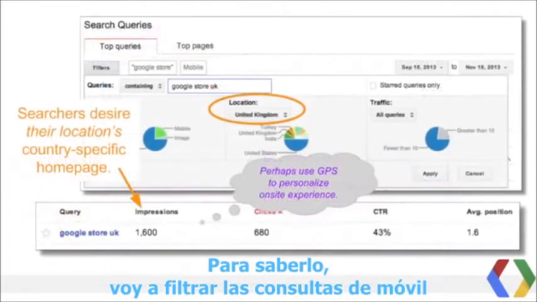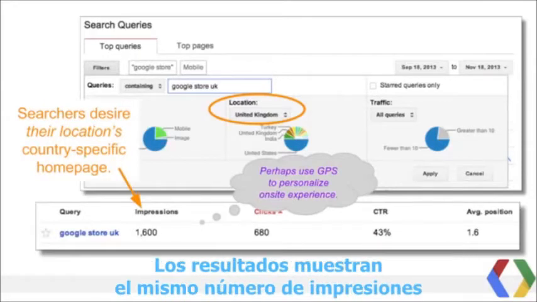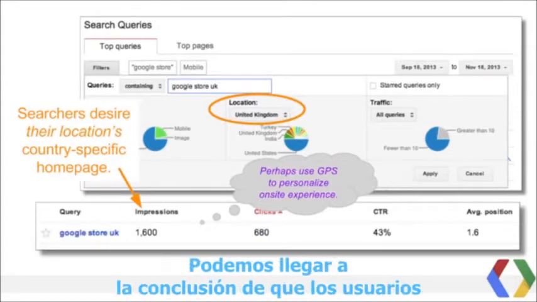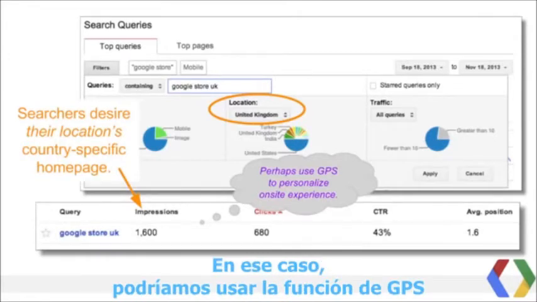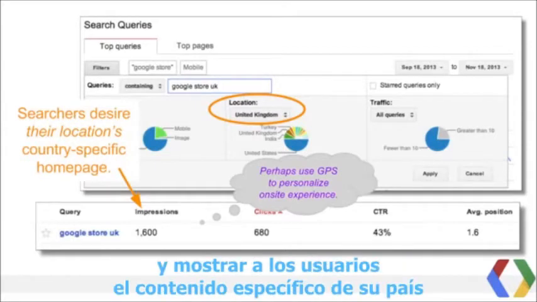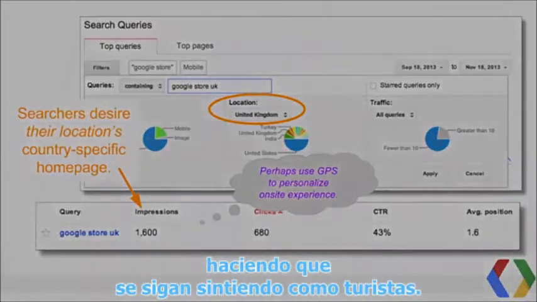To figure this out, I'll filter the queries by Google Store UK on mobile with the location limited to the United Kingdom. The results show the same number of impressions as we saw without the country restrict. We can conclude that searchers seem to desire their location's country-specific homepage. In that case, perhaps we can use GPS to personalize their on-site experience and show them country-specific content, but keep the tourist experience still available.